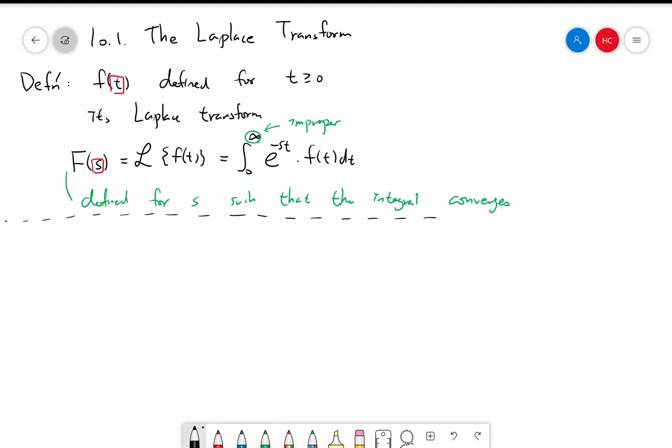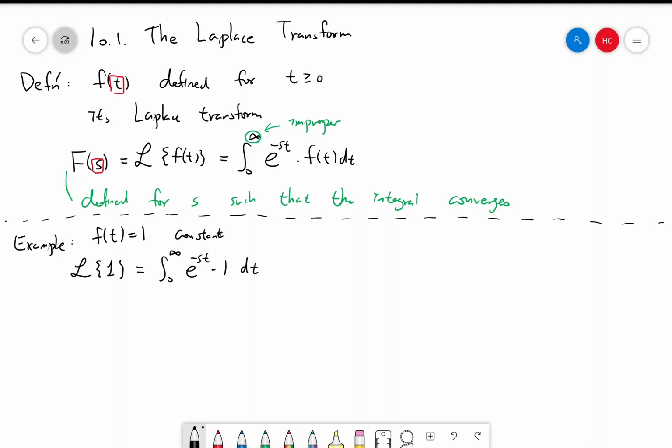Alright, so let's do an example. Let's consider the easiest function, which is the constant function 1. So the Laplace transform of the constant function 1 is equal to the integral from 0 to infinity of e to the negative st times 1 dt. And we know how to integrate this. This is equal to negative 1 over s times e to the negative st from 0 to infinity. But because it's improper, we need the exponent to be negative for it to converge.